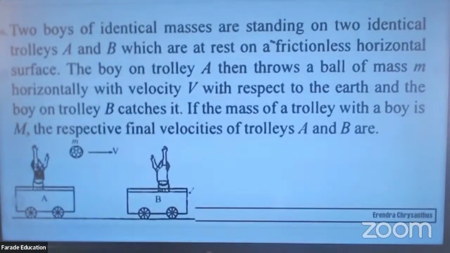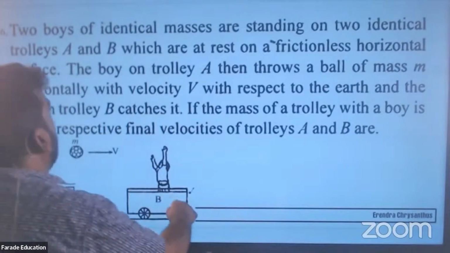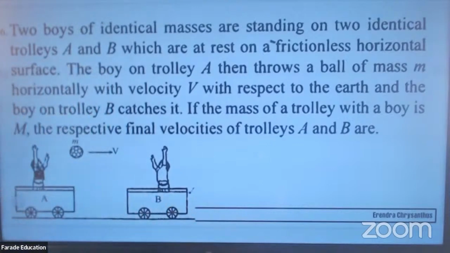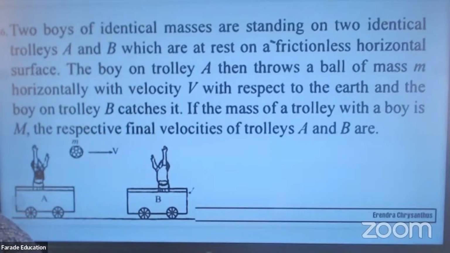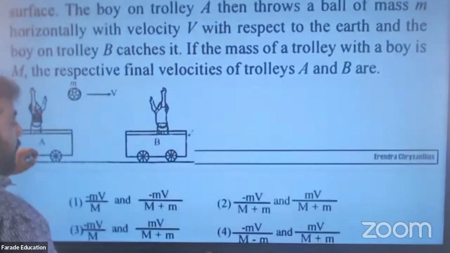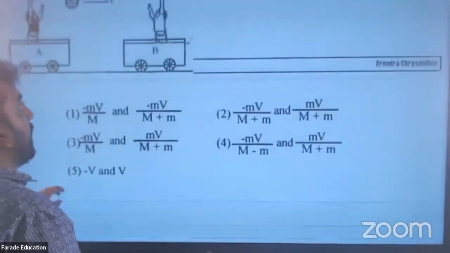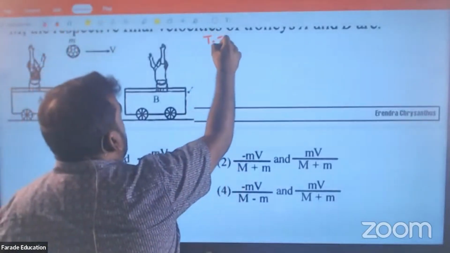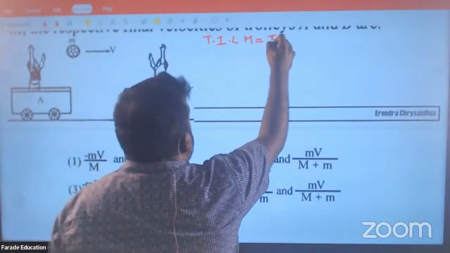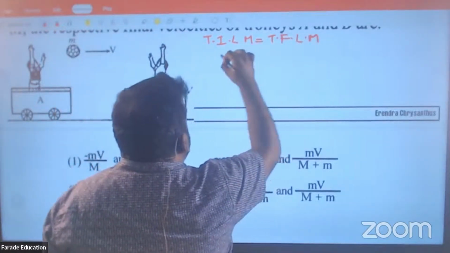Two boys of identical masses are standing on two identical trolleys A and B, which are at rest on a frictionless horizontal surface. The boy on trolley A then throws the ball of mass m horizontally with a velocity v with respect to the earth, and the boy on trolley B catches it. If the mass of the trolley with the boy is capital M respectively, final velocities of A and B are? You look at the picture here. So total initial linear momentum equals total final linear momentum. Initially they are at rest.